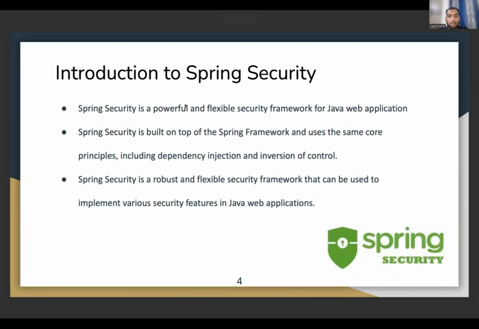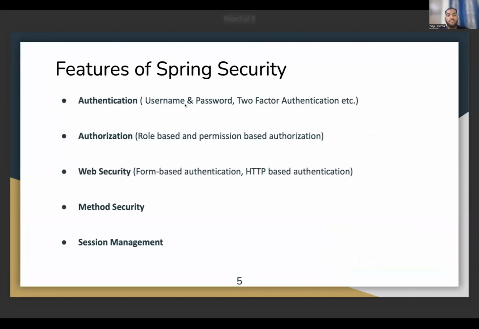Coming to the introduction to Spring Security. Spring Security is a powerful and flexible security framework for Java web applications. It is built on top of the Spring framework and uses the same core principles like dependency injection, inversion of control, etc. Spring Security is a robust, flexible security framework that can be used to implement various security features in Java web applications. Now we will see the features of Spring Security.